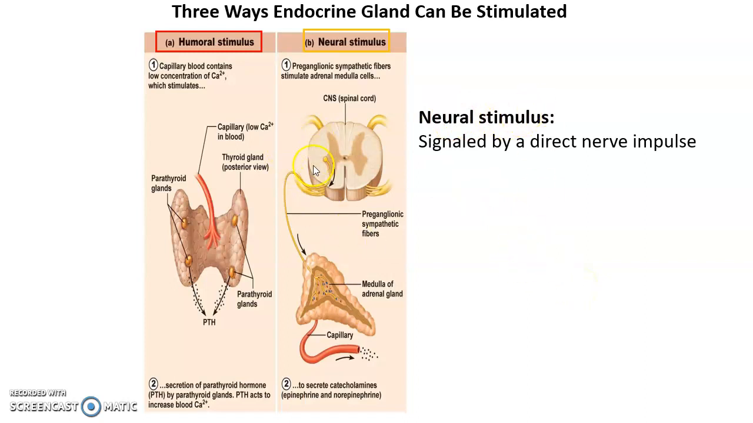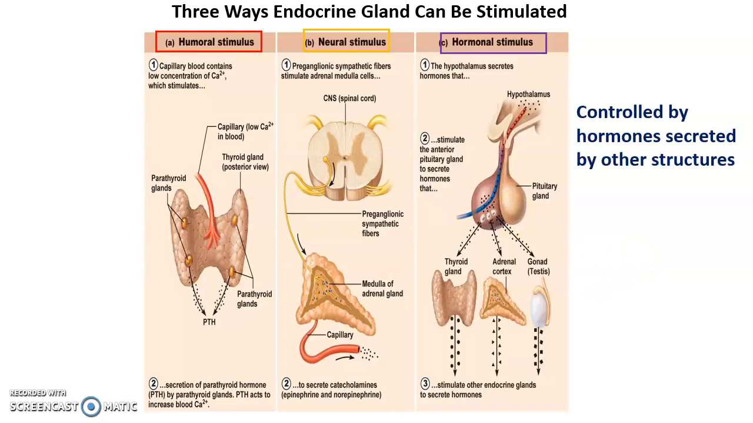Neural stimulus. Neural stimulus is when a direct signal from the brain tells the gland to secrete its hormone. So neural stimulus, direct nerve impulse. And then finally, hormonal stimulus. Hormonal stimulus is when hormones produced by some other structure cause the endocrine gland to release its hormones. So you can have a cascade where the hypothalamus produces hormones causing the anterior pituitary gland to secrete a hormone that causes, say, the thyroid gland to secrete a hormone. So, hormonal stimulus.